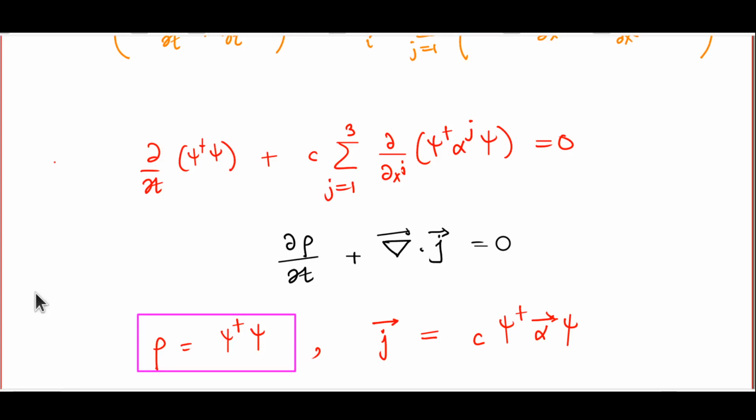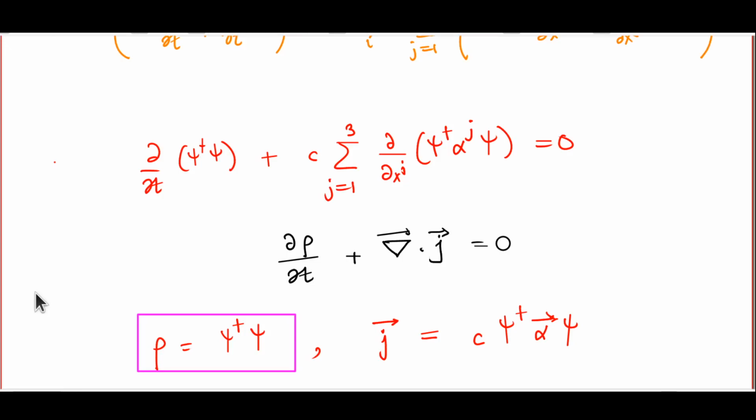Coming to rho, the so-called probability density, at least something to which we want to ascribe the role of a probability density, we see that not only is rho a real number, it's actually always positive definite. Remember, psi dagger psi, if you were to write that in terms of the components of psi, would simply be |psi 1|^2 + |psi 2|^2 + |psi 3|^2 + |psi 4|^2, which of course can never be negative. In fact, the only way rho can be 0 is if psi itself vanishes.